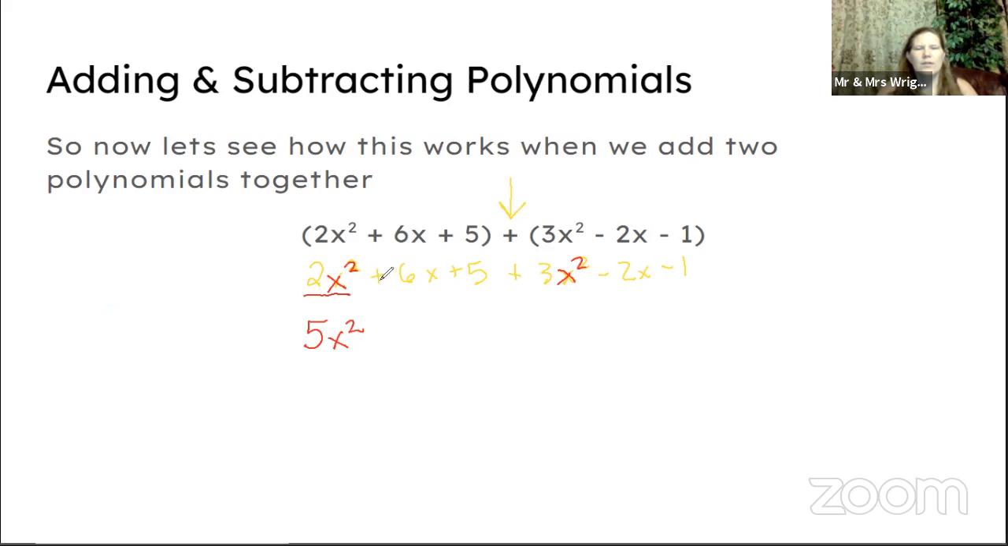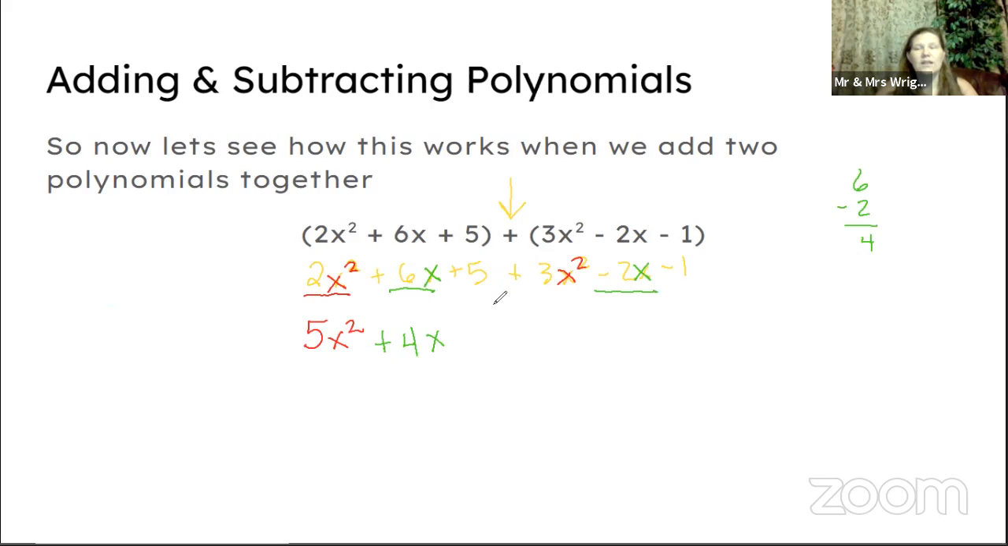Okay, now I'm going to go to this term. And I have just a simple x. I remember seeing one of those over here. Here it is. And this is a negative 2 and a positive 6. So a positive 6 and a negative 2 is going to make a positive 4. So plus 4x. Again, if you do your math in your head or on paper, you can always please check it with a calculator just to be sure.